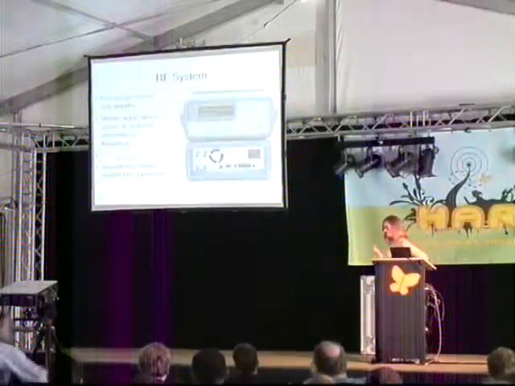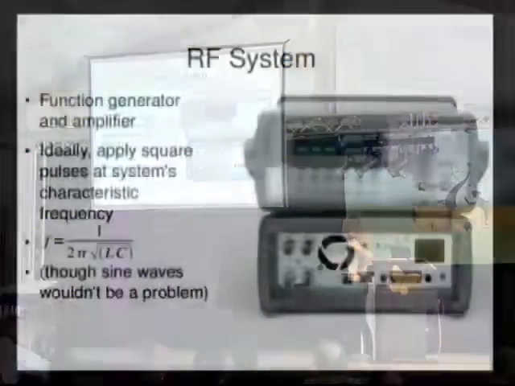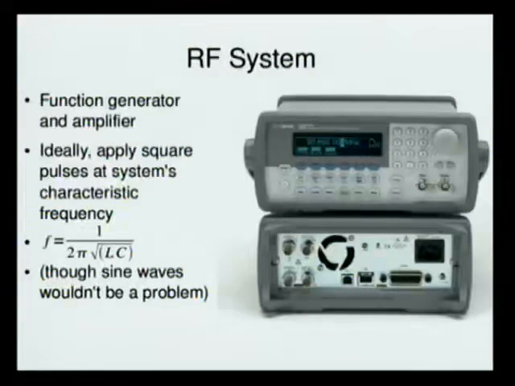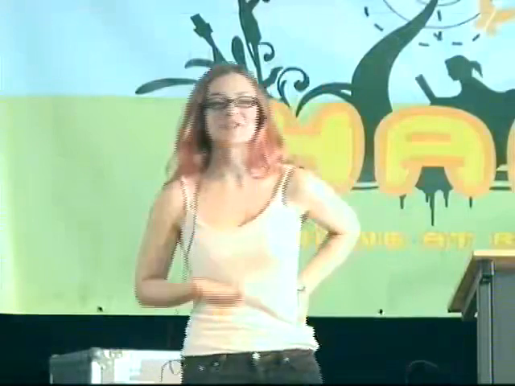Also, this is a bit of review from before. You need a function generator and an amplifier. This is what you're applying to the copper Ds. I guess it's technically possible to build your own, but probably it's easier to already have your own or buy them from eBay. Ideally, you want to apply square pulses at the system's characteristic frequency, or sine waves, those are fine too.